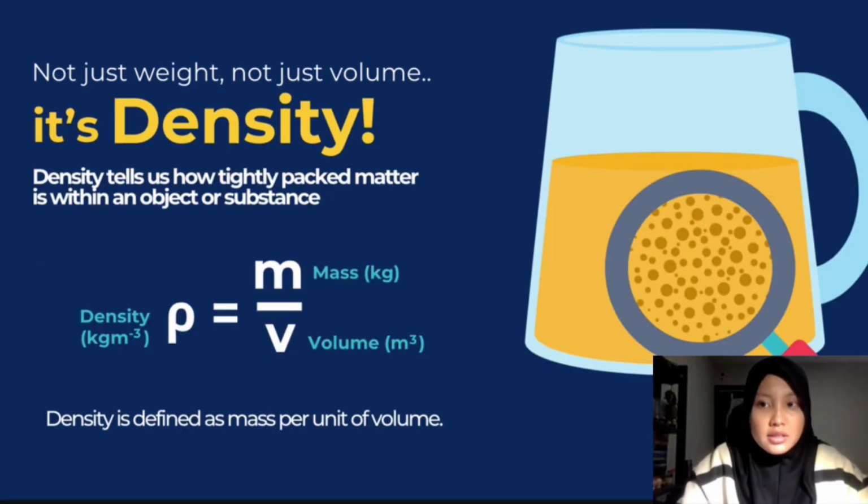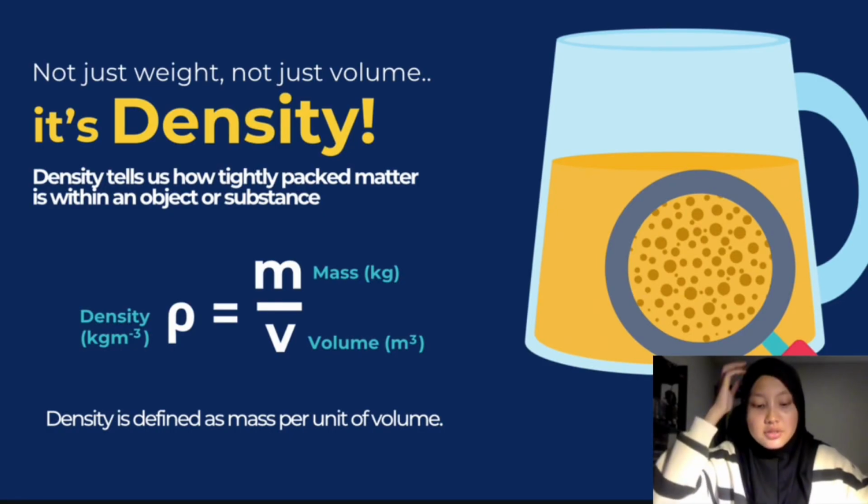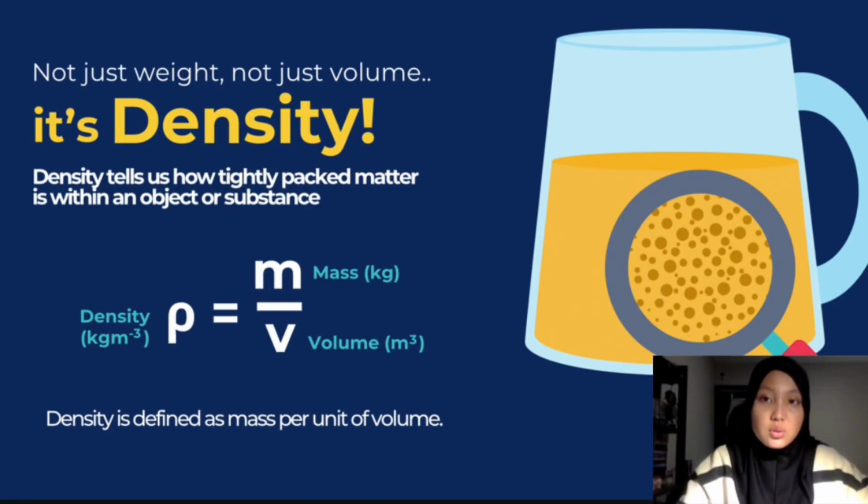The first one is not just weight, not just volume, it's density. Density tells us how tightly packed matter is within an object or a substance. The formula is ρ equals m per v, or density equals mass per volume. Density itself is defined as mass per unit of volume. Let's try to get into the question.